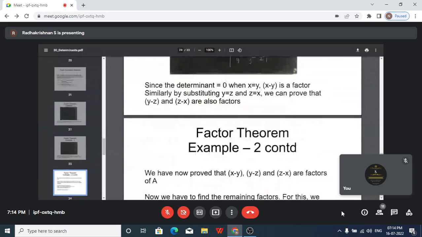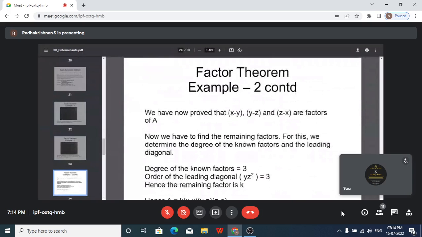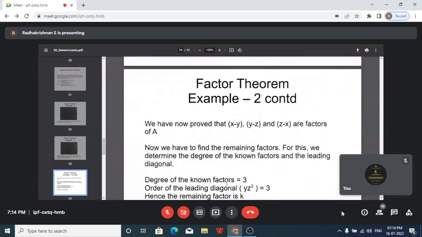So now we proved that these are factors. So what are the remaining factors? For that, we need to see the degree of the known factors. There are three factors. If we multiply all three, the degree is going to be 3, right? So you'll get an expression whose degree will be 3, because each factor is of first degree.